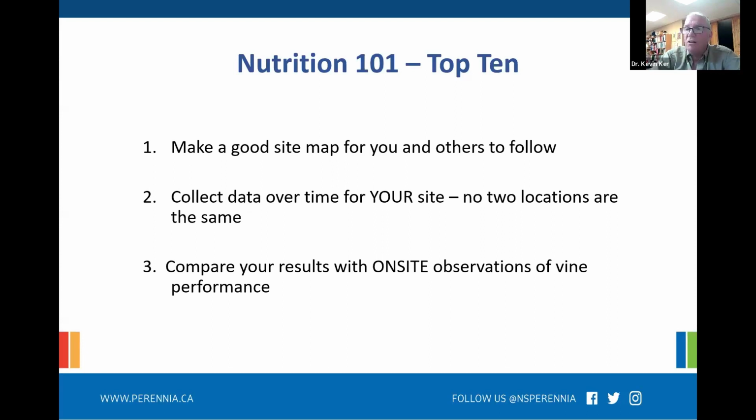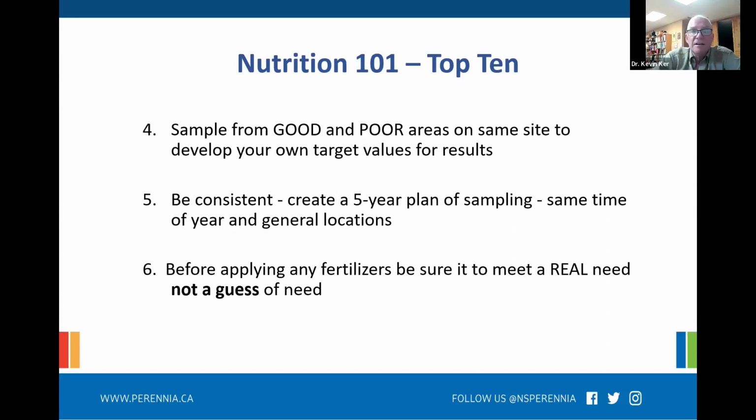No 2 spots in all of Nova Scotia will have identical results for tissue and identical plant response. So you need to start comparing that with your on-site observations of vine performance. Where do you fit on the spectrum of the analyses? Can you be at the low end of the range or the high end of the range? Where should you be is what you need to find. I always recommend at the very beginning, take samples from really good areas and then do your sampling from your poor areas. Now you've got numbers to compare. And again, they're from your site.